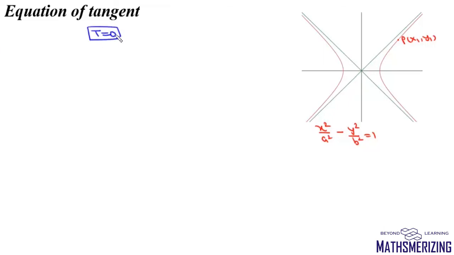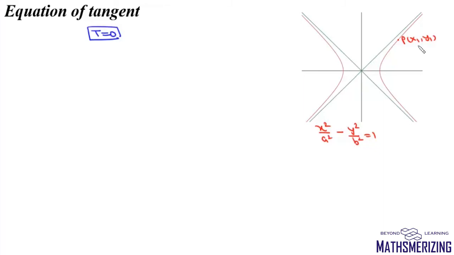We have already studied this notation and how to write equation of T equals 0 in parabola as well as in ellipse. So I'll put the link to that notation video in the description below. So if you have not studied it, please go through that video so that it'll make sense here.